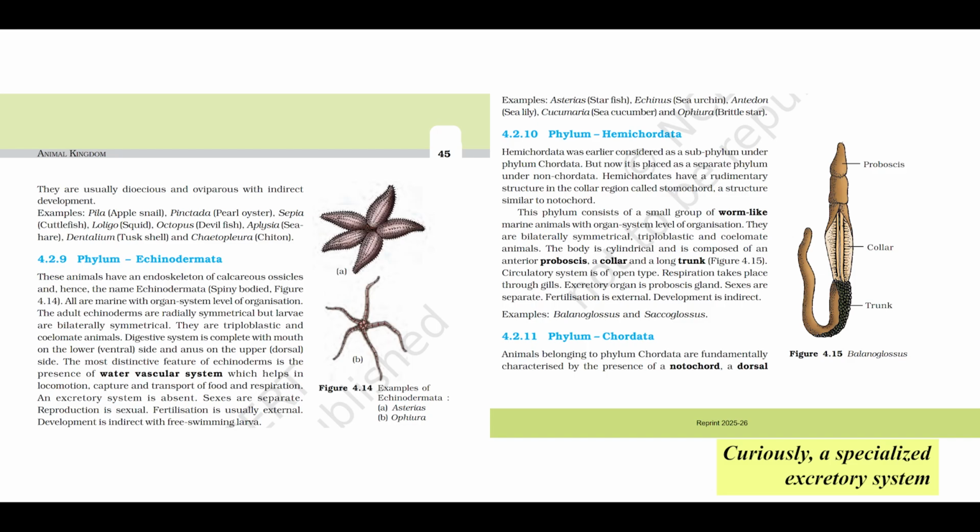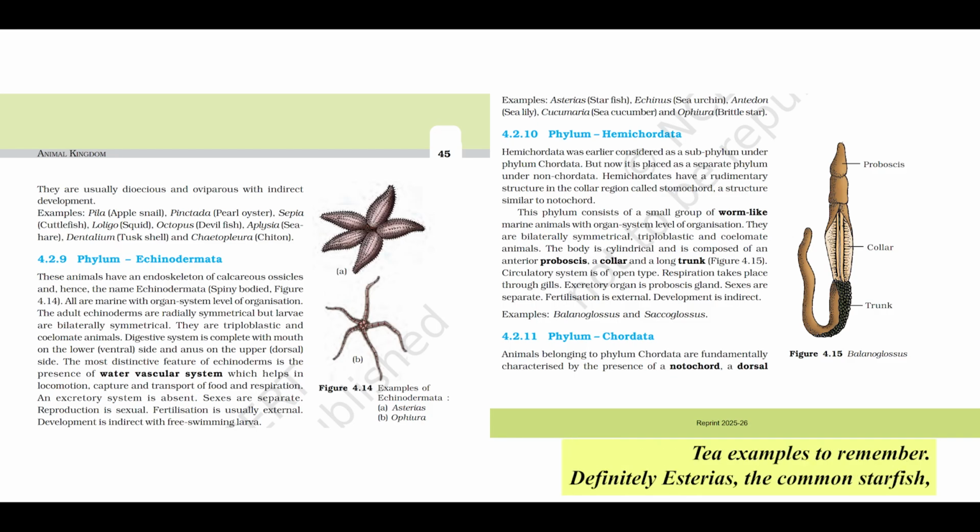Curiously, a specialized excretory system is absent in echinoderms. Waste removal largely occurs by diffusion across body surfaces, including the tube feet and specialized gill-like structures called papillae. Sexes are usually separate, dioecious, reproduction is sexual, and fertilization is typically external, occurring in the seawater. Development is indirect, involving free-swimming, bilaterally symmetrical larval stages like the Bipinnaria or Pluteus larva.